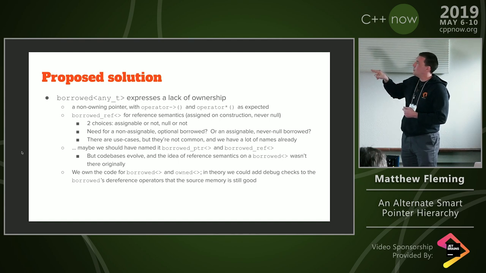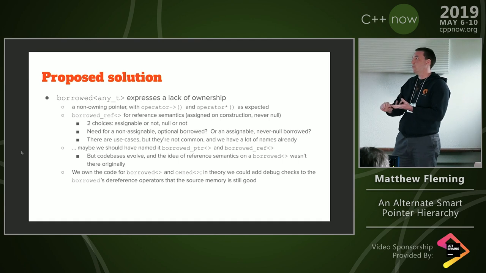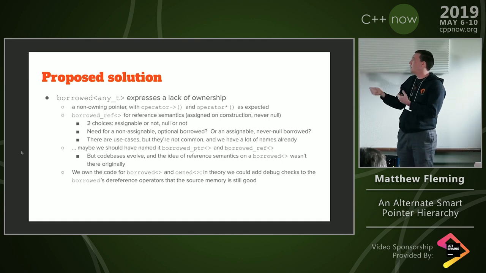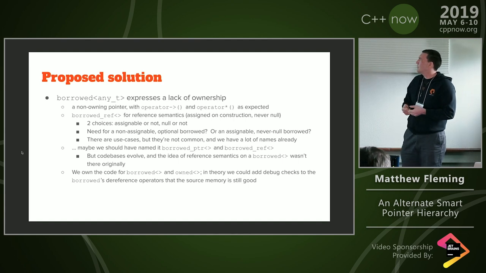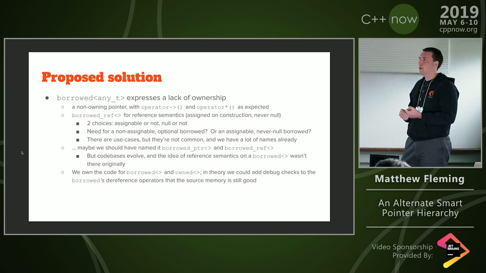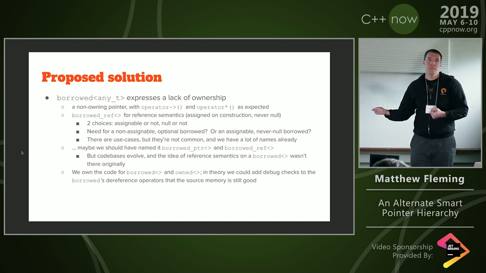But in some sense, I had two choices. This thing could be assigned to or not, meaning I could overwrite what it points to, and it could be null or not. So there might be needs for non-assignable but optionals, or assignable but never null, but they haven't come up much. Most of the time I want either it's optional and I can change what it points to, or it's non-optional and it's going to stay the same forever.